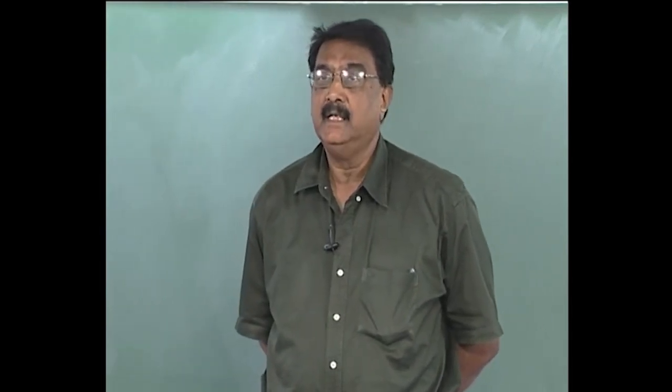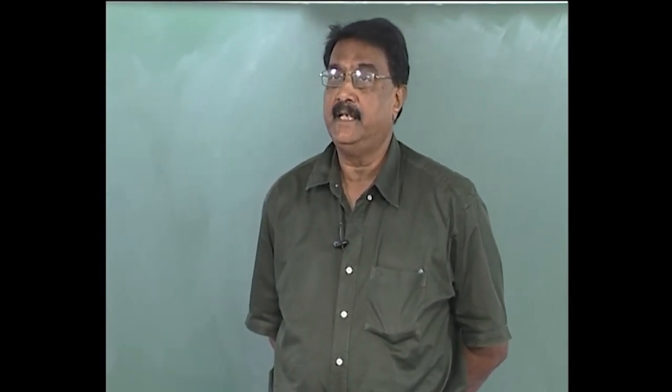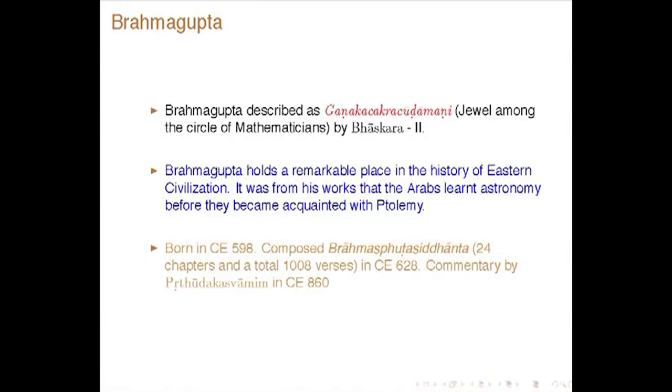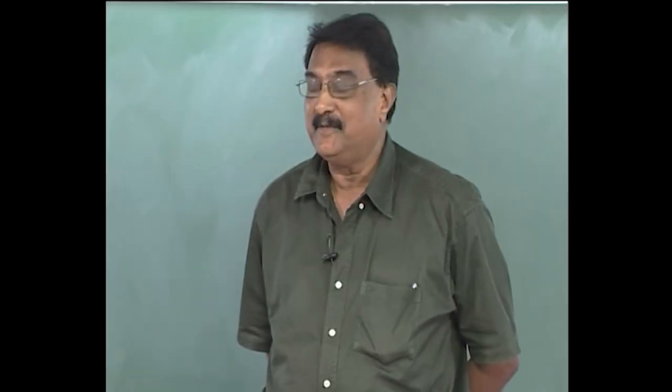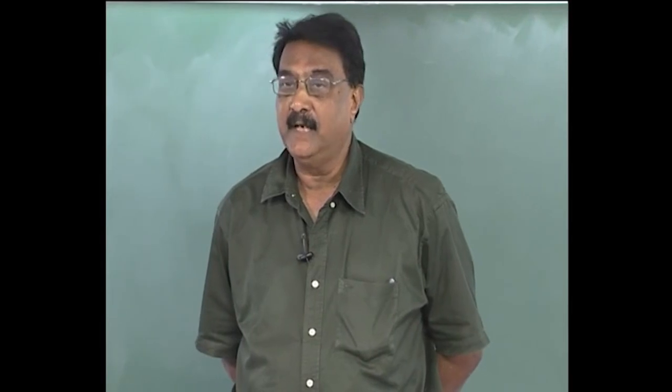He was born in 598 common era, and he composed his Brahmasphutasiddhanta in 628 common era, in 24 chapters with a total of 1008 verses. There is a very elaborate commentary on this work by Prthudaka Swami around 2.5 centuries later. So you can see that Aryabhatiya has only 121 verses. This is a much more elaborate work.